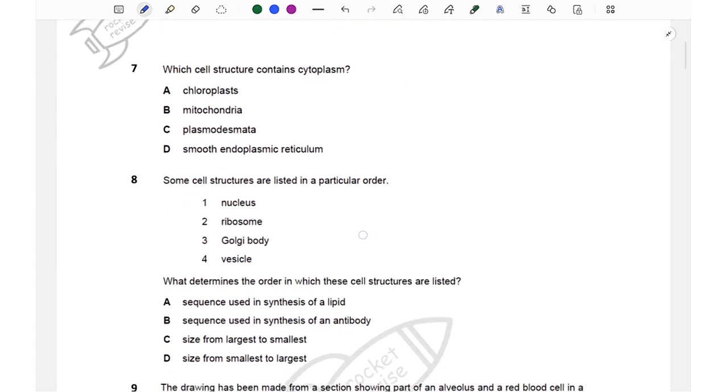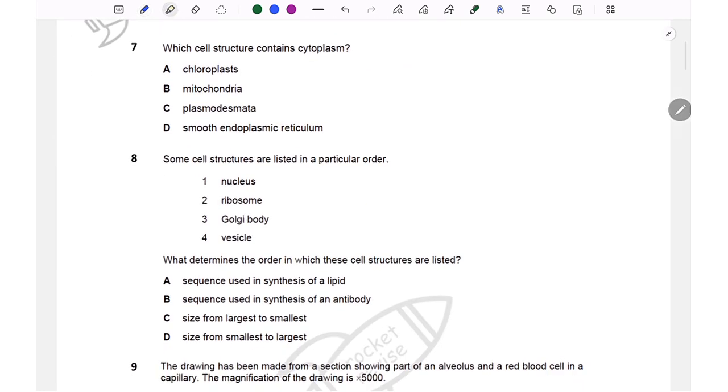Next question. Which cell structure contains cytoplasm? So chloroplast, not really, because the inner foldings form the cristae, and then it has the matrix in the center. Mitochondria? No. Plasmodesmata, that's the one that's directly linked to cytoplasm because it joins the two cells in plant cells. It joins the two cells and it's a bridge of cytoplasm. So this is going to be our answer. And it's definitely not the smooth endoplasmic reticulum.